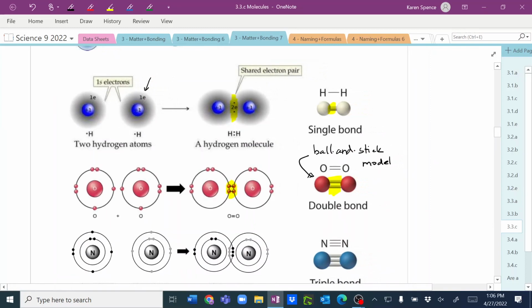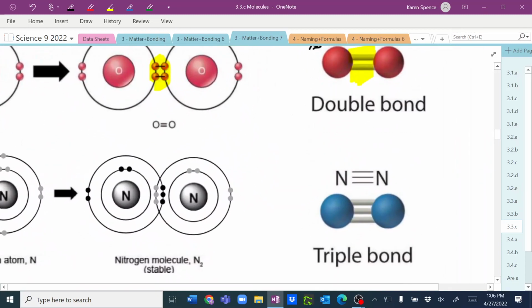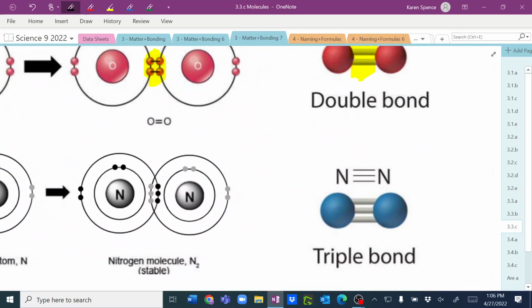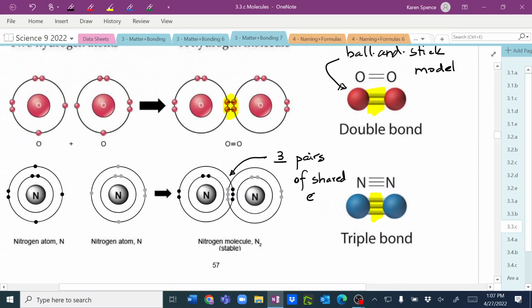And you can see nitrogen is really fancy. How many pairs of electrons does nitrogen share? How many pairs of electrons? 3. And that's our triple bond. Okie dokie.